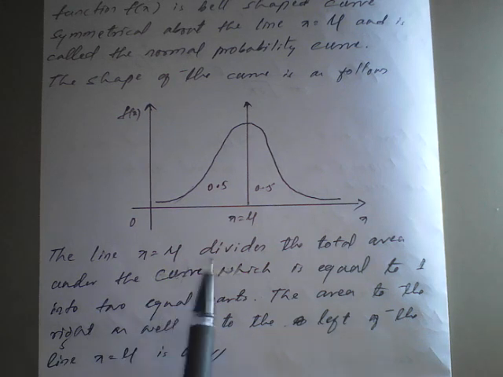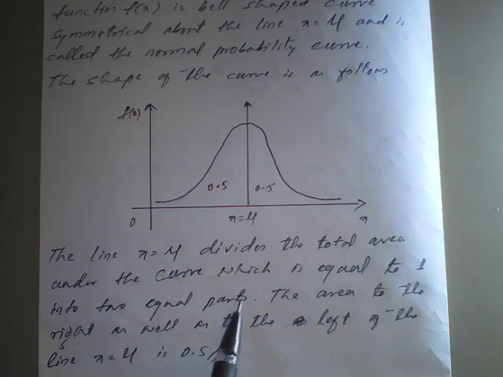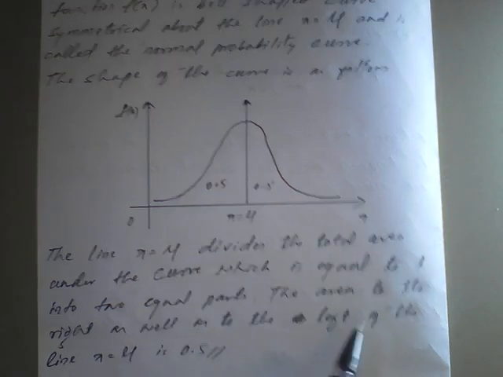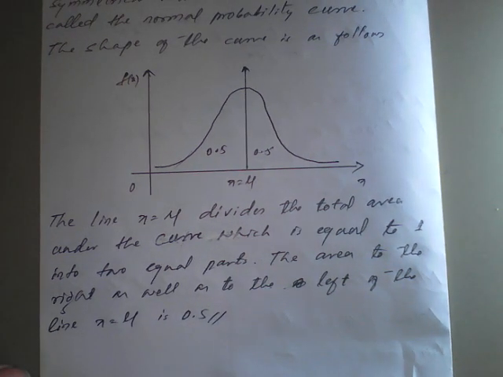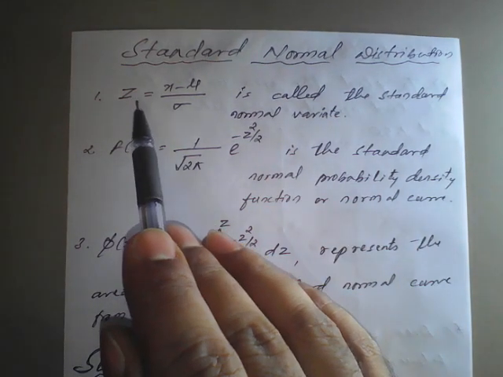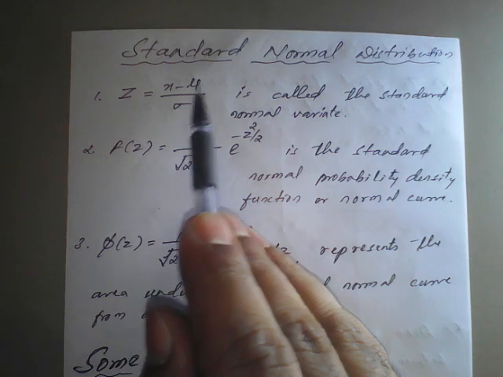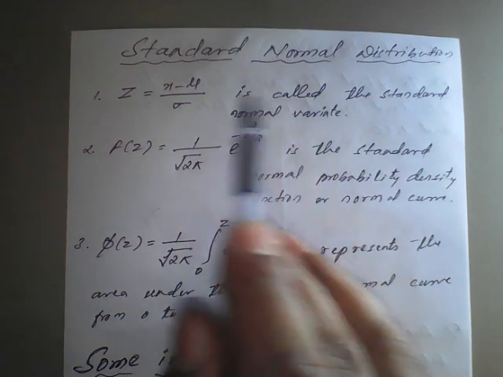So the line x is equal to mu divides the total area under the curve, which is equal to 1, into two equal parts. The area to the right as well as left of the line is nothing but how much here? 0.5. So using this basic, I will go for a few illustrative examples, which are not there for exam, just to understand. Now a few standard normal distribution is defined here. So here z is equal to (x minus mu) upon standard deviation, which is called the standard normal variate.